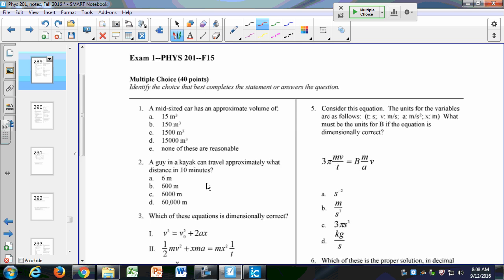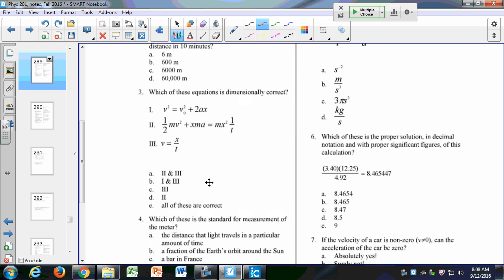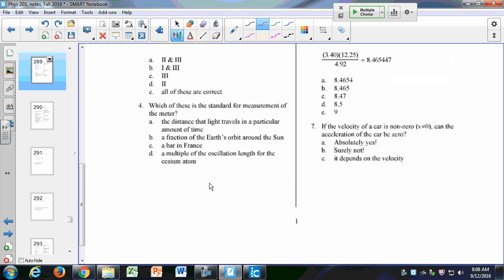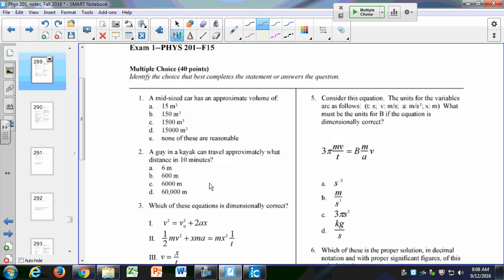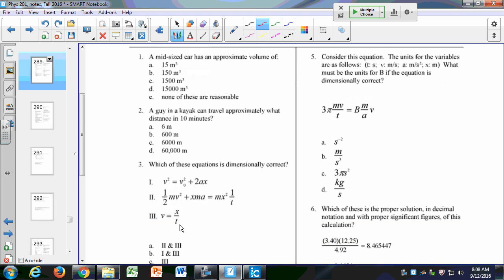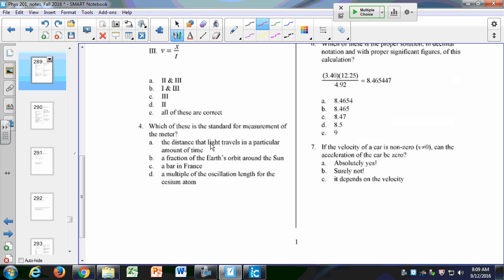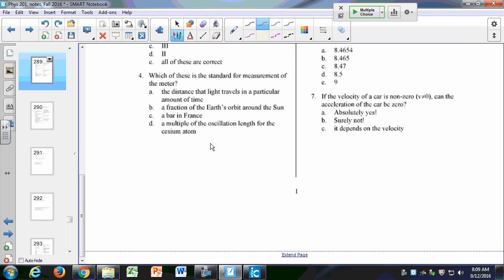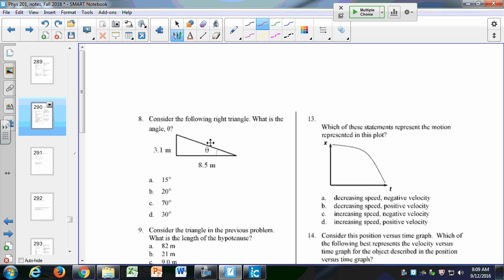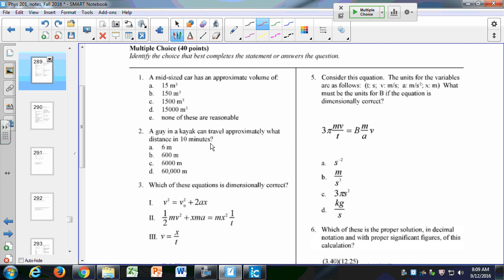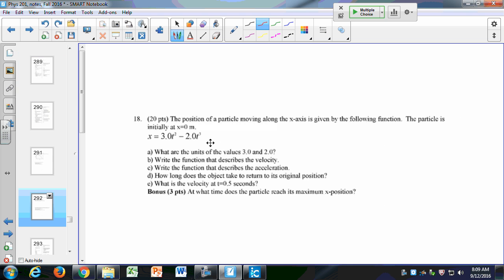All right, how about this exam? Does anything stand out to you or something that you want to work through? Got the multiple choice on page one. This is page 289. There's the dimensional analysis. Probably have a couple of those. Sig figs, standards. Everybody feels comfortable with that? Okay. Yeah, Emma.